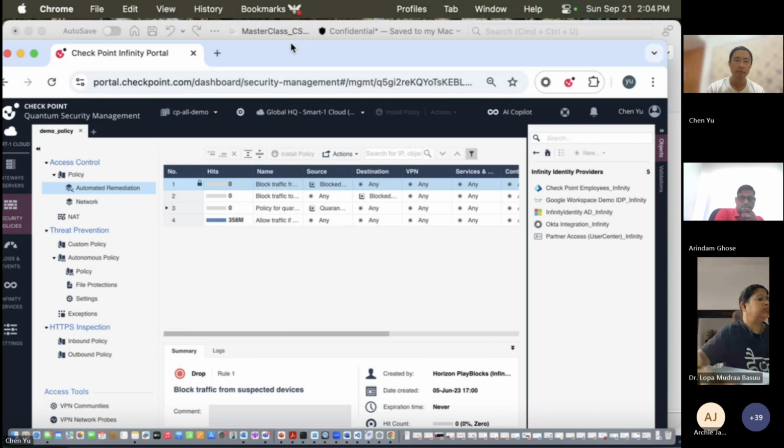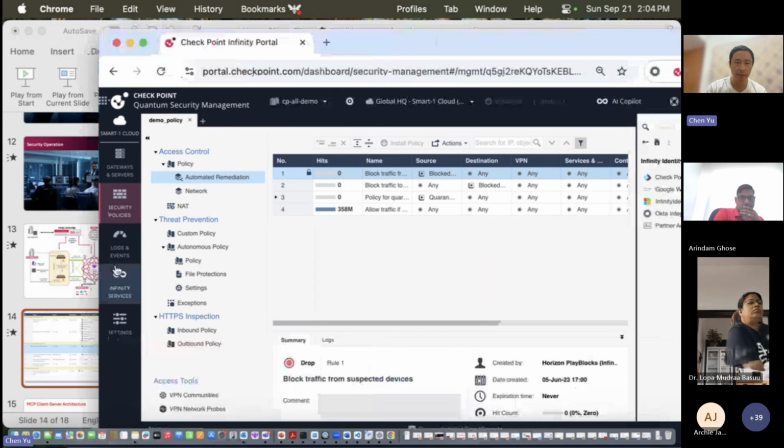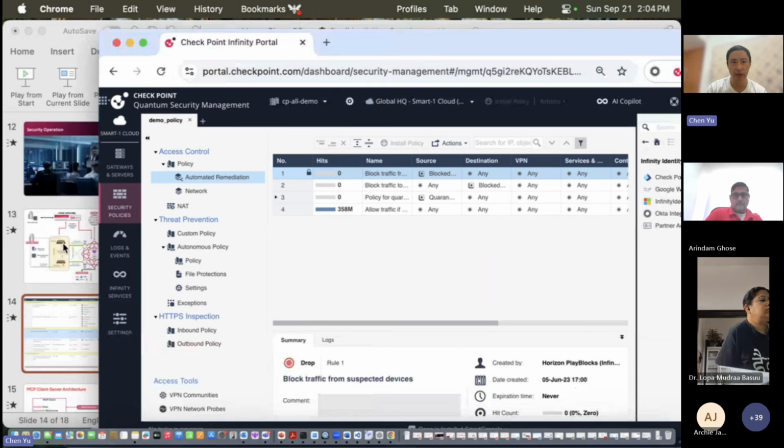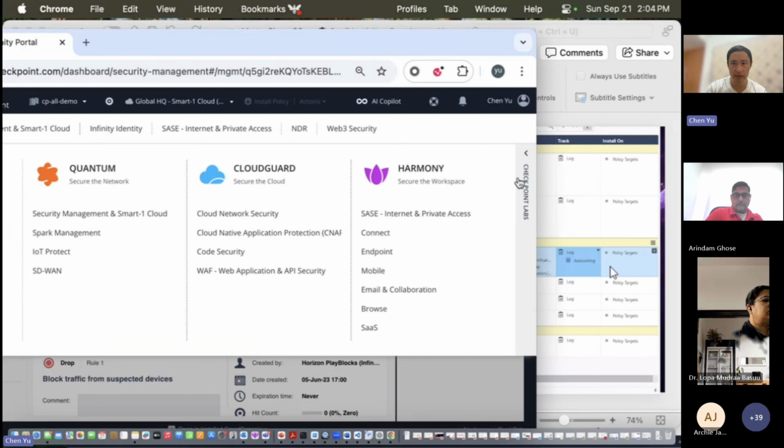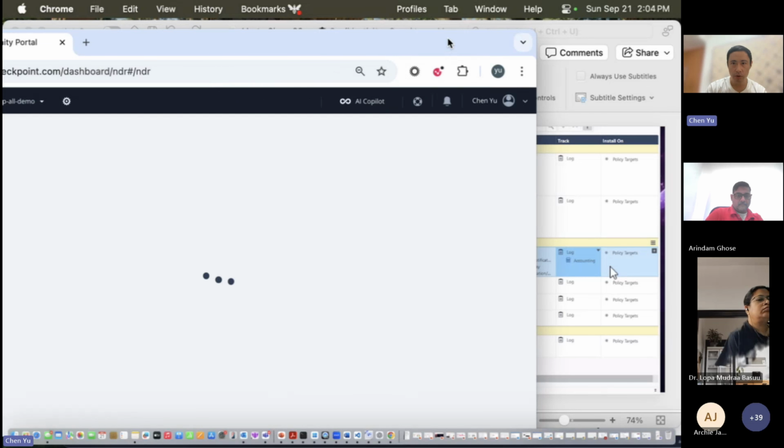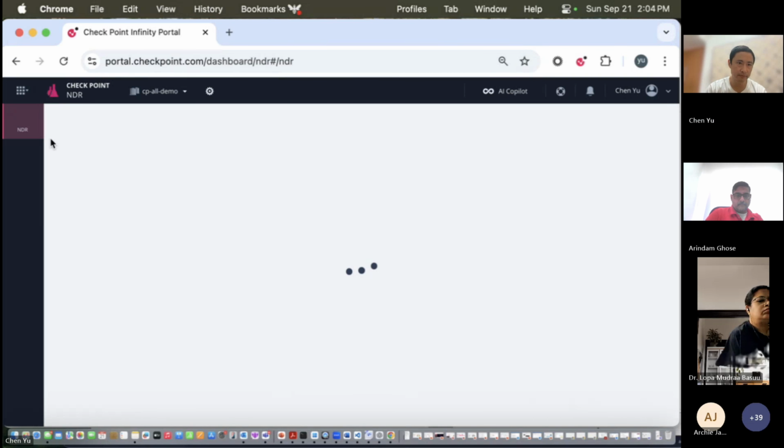Okay. The third thing we are talking about is threat prevention. So in Checkpoint, what we are doing here is, we also have a threat hub.